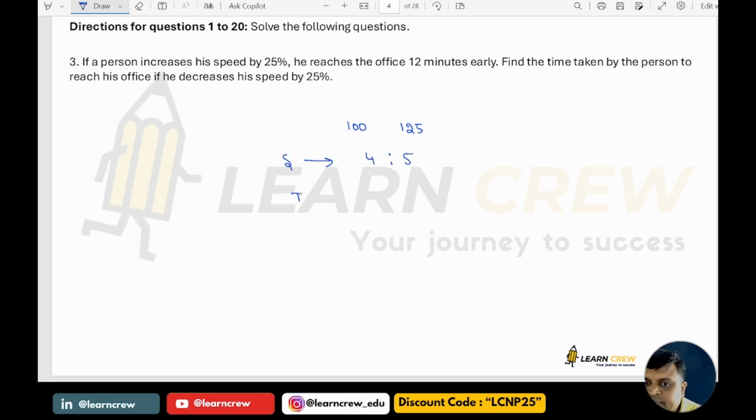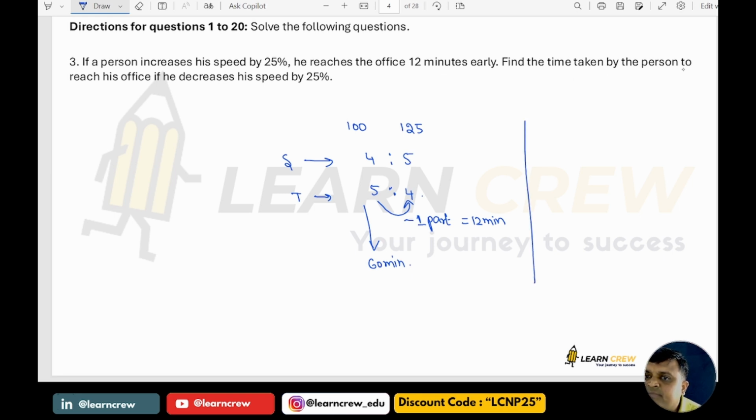Thereby times taken are in the ratio 5:4. Yes or no? When the speed is increased by 25%, he reaches the office 12 minutes early. So here he is taking one part less. That one part is given as 12 minutes. So the actual time taken is 5 parts, which is 60 minutes.